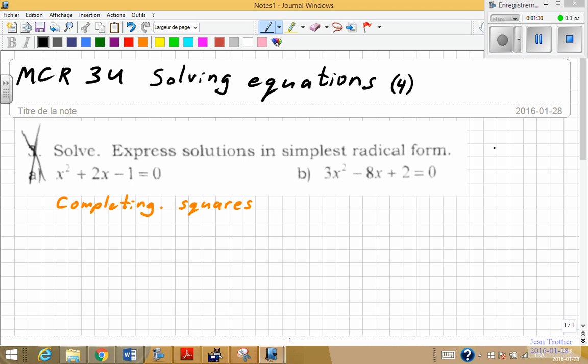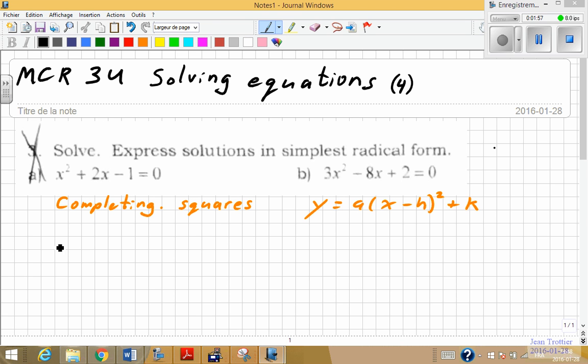So completing squares will give us actually the vertex form. Once we have the vertex form, we'll be able to use inverse BEDMAS to solve it. So what we're trying to do is find the y equals a bracket x minus h squared plus k. That's a generic form of the vertex form.